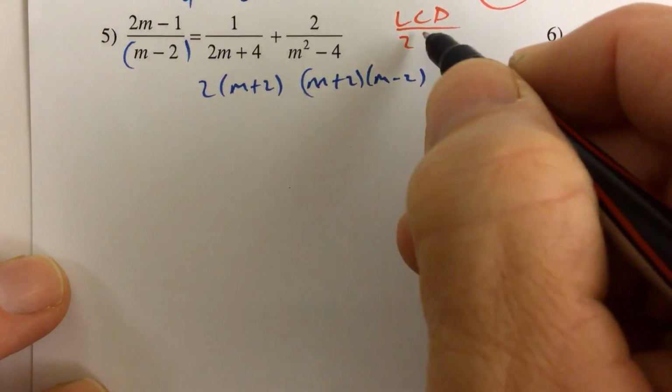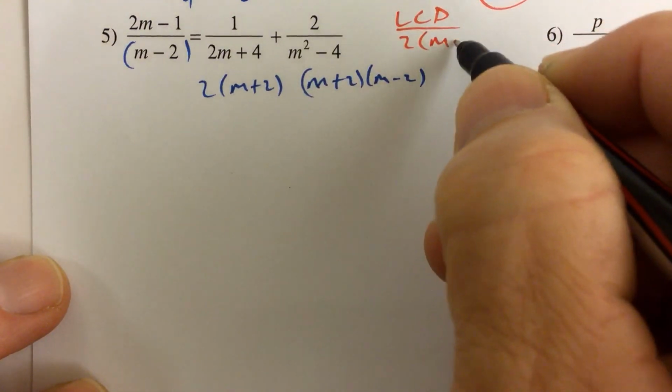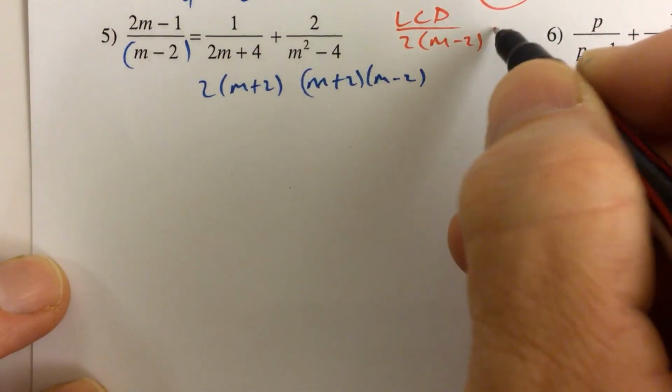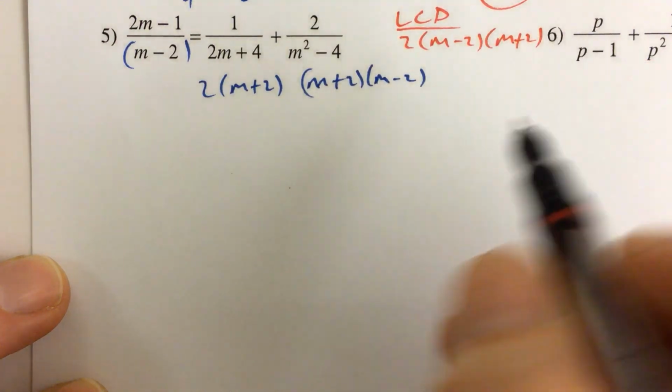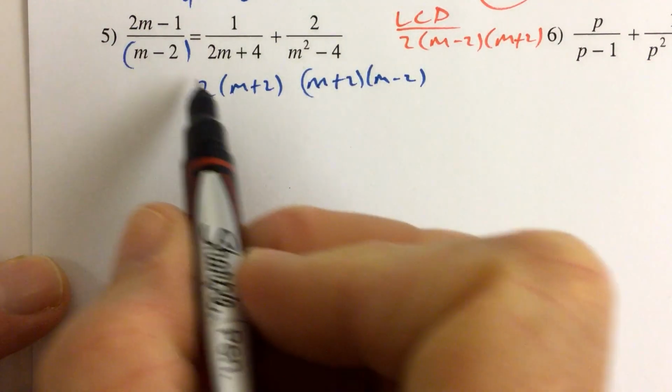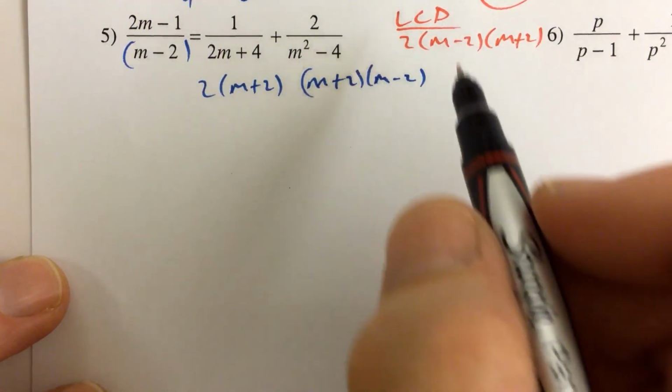So what's the smallest number of factors that we can use? Well, we need a 2 in there. We have an m minus 2, and we also have an m plus 2. So basically we list all the prime factors, and we've got it. So that's our magic number.